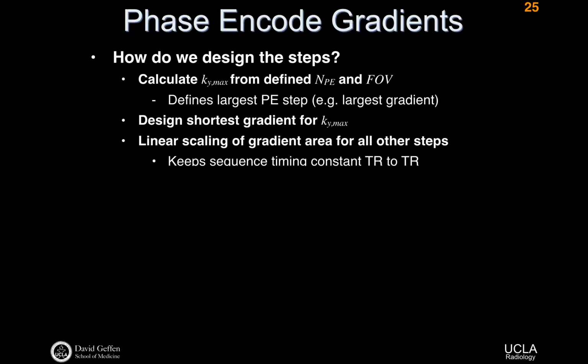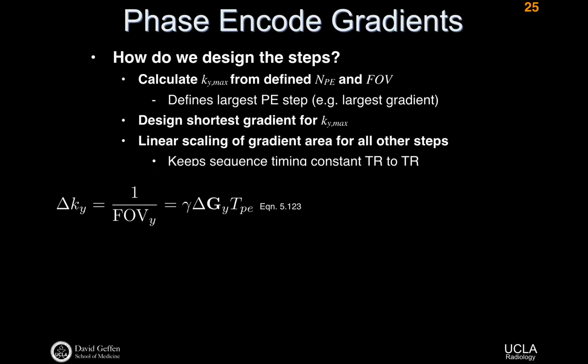We can use half that area to go half as far out, right? A quarter of the area, etc. And the advantage of that approach is that by scaling the gradient waveform, you're keeping the sequence timing constant from TR to TR. So instead of trying to use the maximum gradient amplitude every time, you could have a really short phase encoding duration for those really low phase encode steps. That would change the TE and TR every single time, and that's generally not good for your local signal behavior.